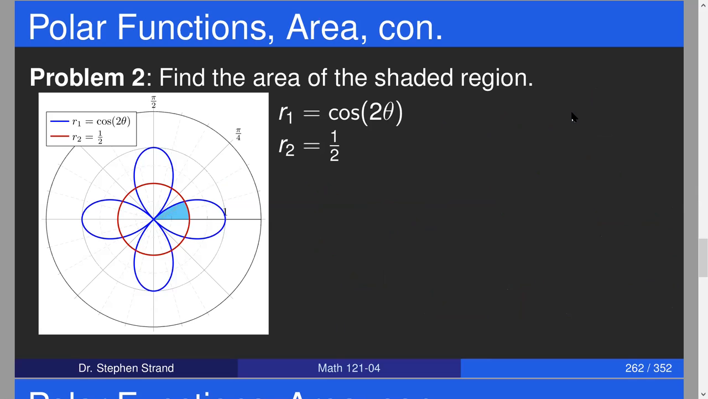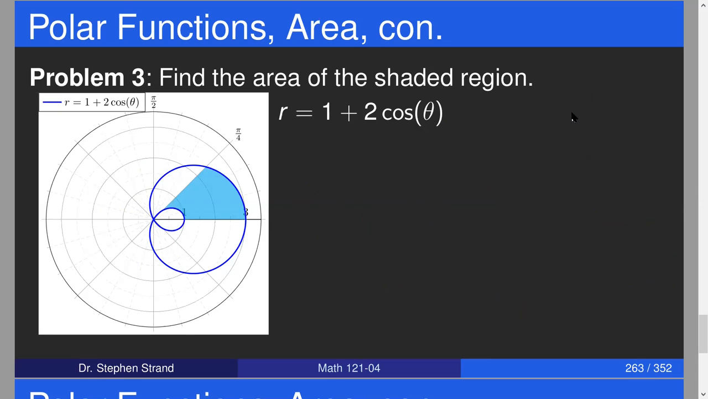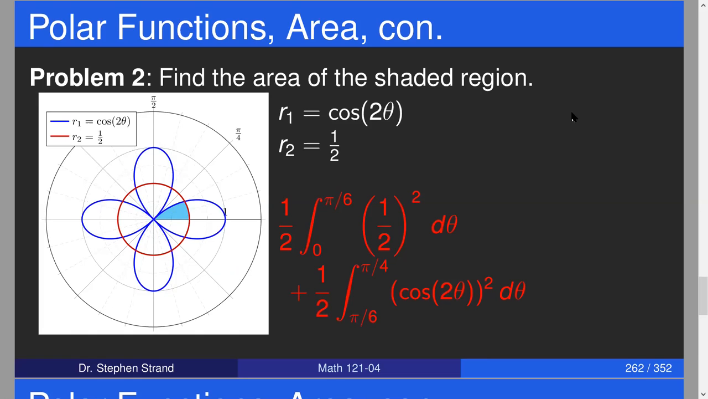And again, I think I calculated this. Nope, I didn't. I'm a liar. Okay, great. Set up the integrals and we're good to go.